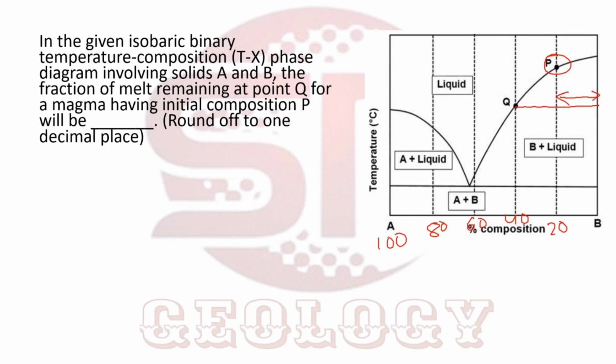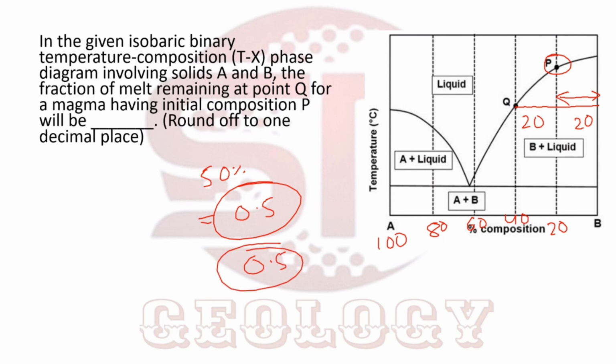At this point, this is 20 and this is also 20, so 50% will be melt and 50% solid. So the answer will be 50%. The fraction will be 0.5, so the answer is 0.5. It is asked as a fraction, so you just have to convert the percentage into a fraction.